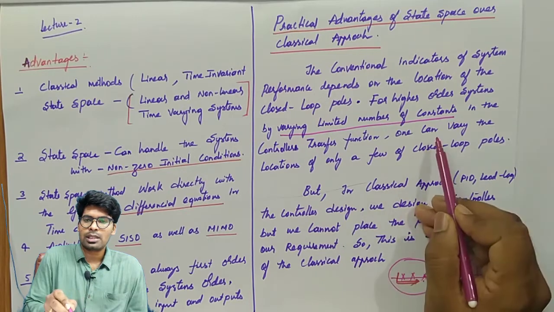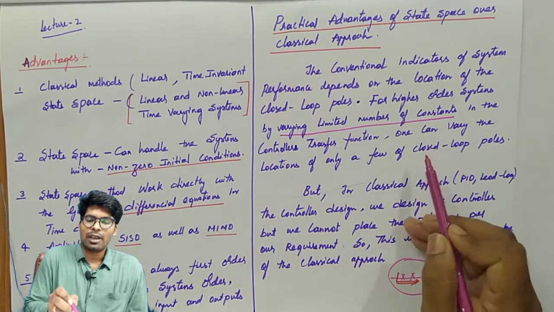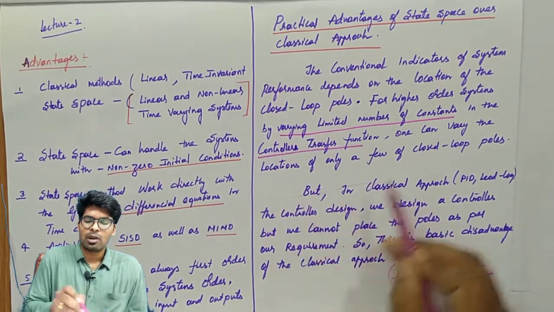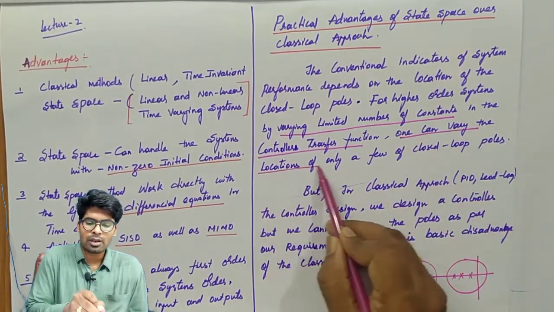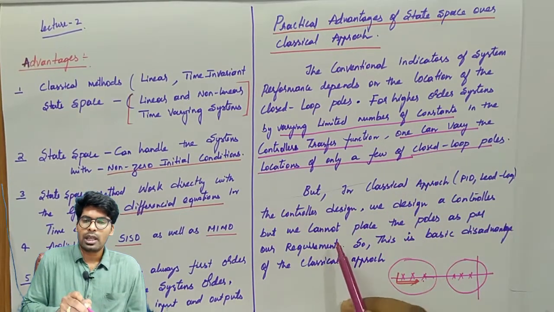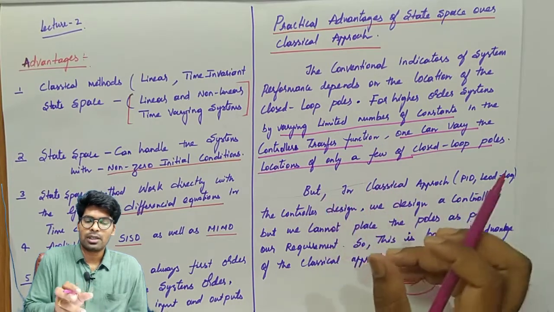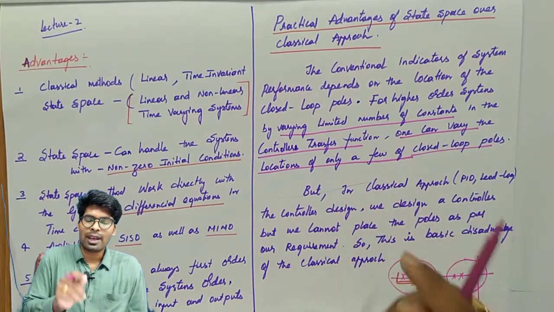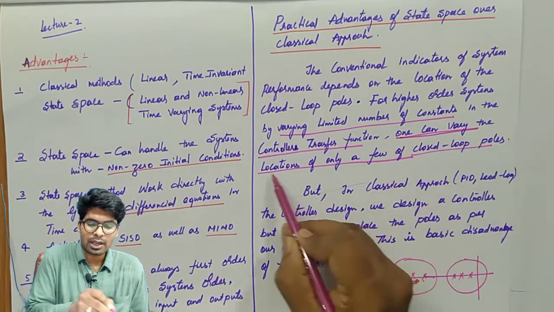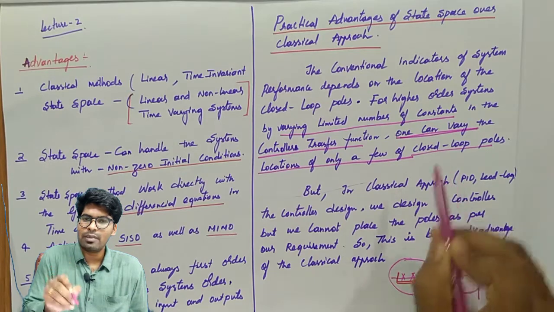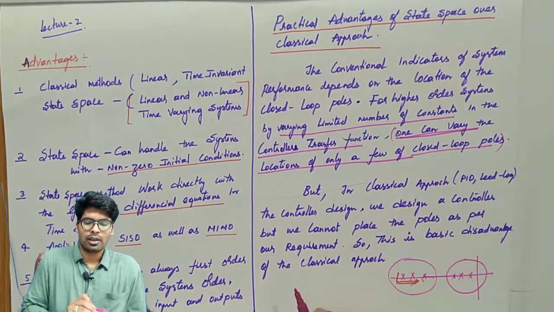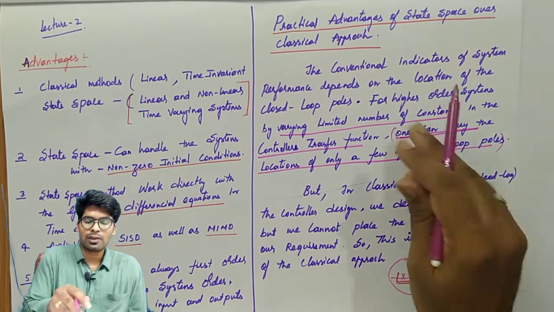Okay, the system has many constants. By varying a limited number of constants in the controller transfer function, one can vary the location of a few of the closed loop poles. By using the few constants of the system controller, we can vary the location of the poles. So varying the location of the few poles is very important in designing the controller. This is one advantage.